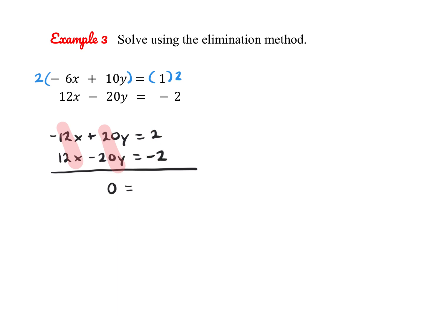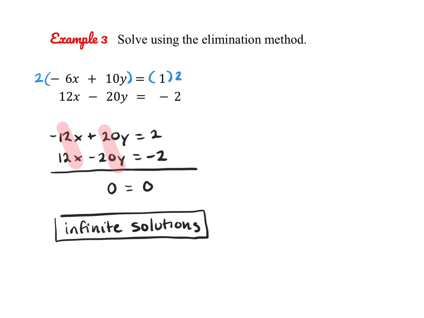2 plus negative 2 is also equal to 0. So if both of your variables disappear, but you're left with an expression or an equation that is true, 0 is equal to 0, what that means is that we actually have infinite solutions. So really, we have two equations that make the same exact graph.